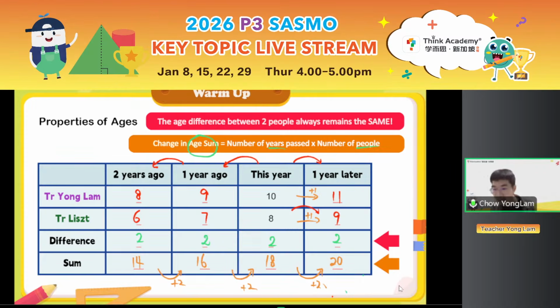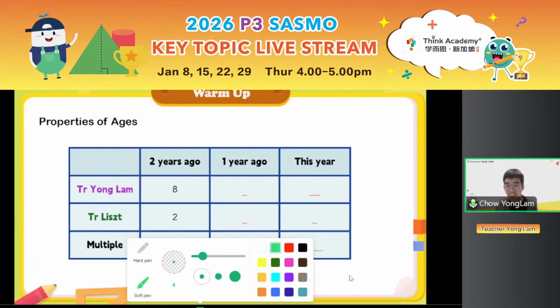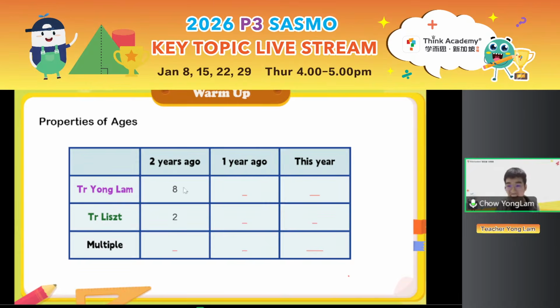Okay, so with that, let's look at another property. Let me say that teacher Yonglam is 8 years old 2 years ago. 2 years ago, I was 8 years old. So 1 year ago, I'm 9 years old. This year, I am 10 years old. Teacher Liz, 2 years ago, he was 2 years old. 1 year ago, he is 3 years old. This year, he is 4 years old.